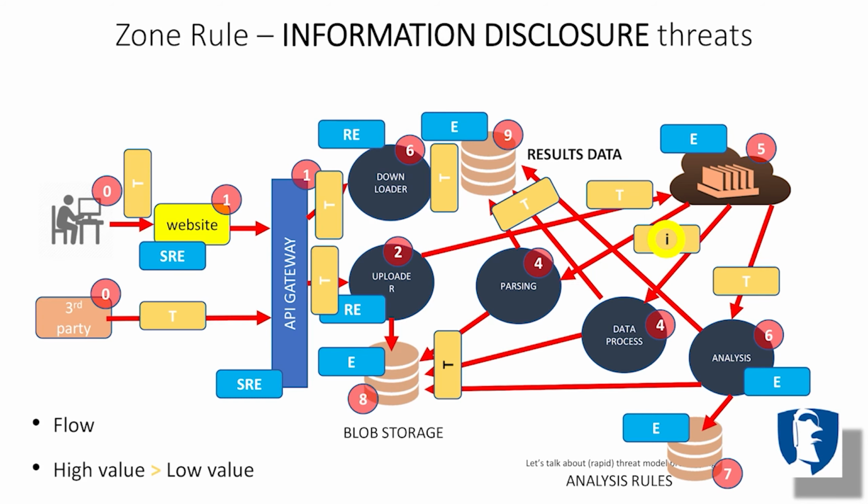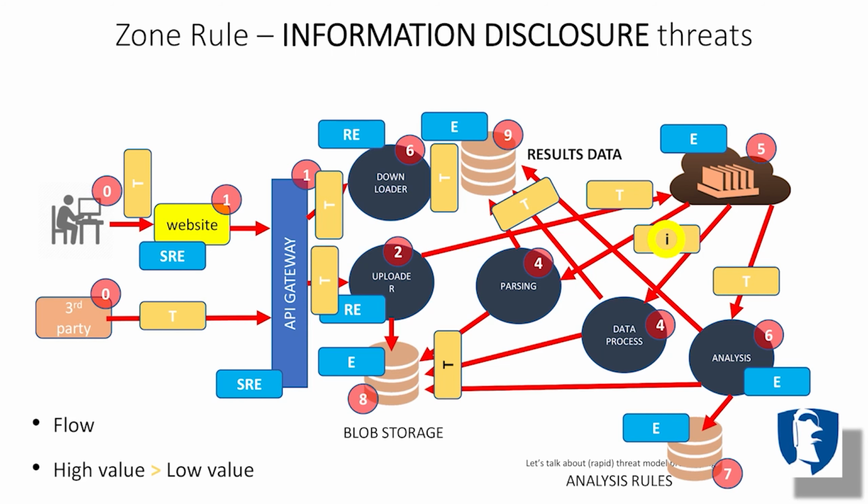Information disclosure threats happen from higher zones to lower zones. The idea being that you have information that's in a more secure zone, and if you're sending it to a less secure zone, potentially you're leaking information. So in this case right here, you have one going from the queue down to data process is an information disclosure threat potentially. You're releasing out information.